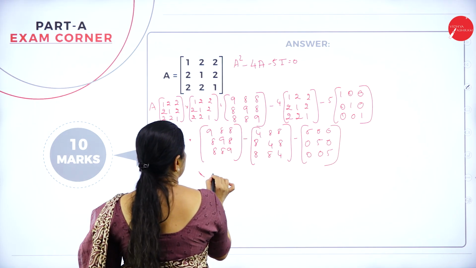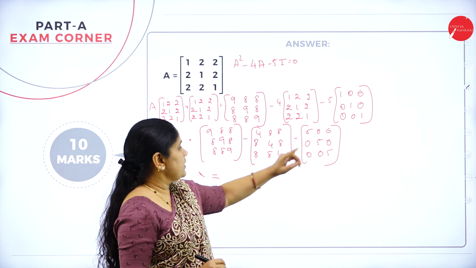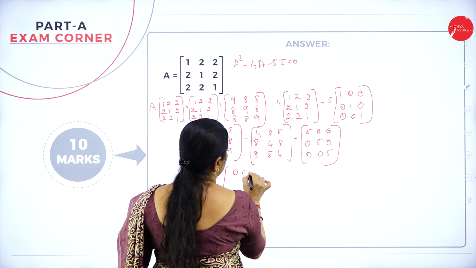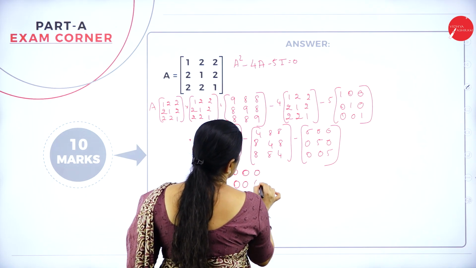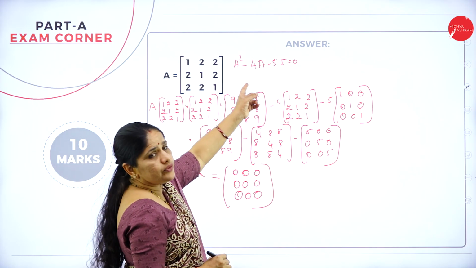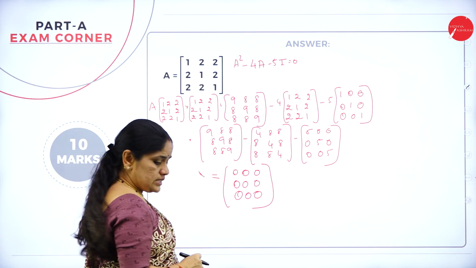So when we simplify all this, 9 minus 4 is 5, 5 minus 5 is 0. So 8 minus 8 is 0. So we get 0 0 0 0 0 0 0 0 0. So we have proved that A square minus 4A minus 5I is equal to 0.